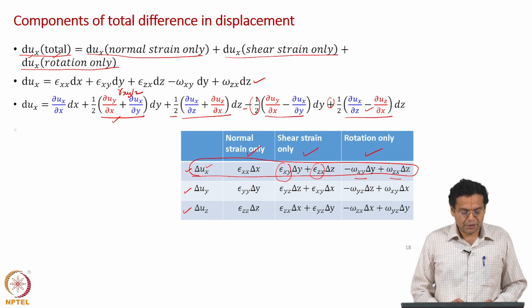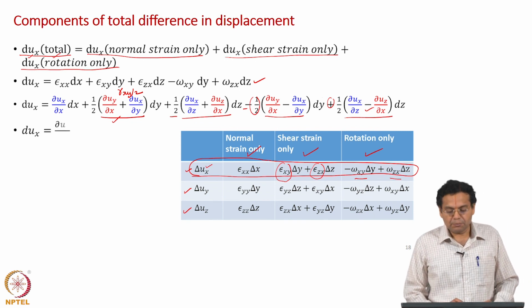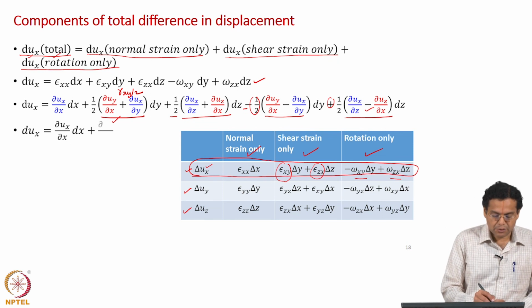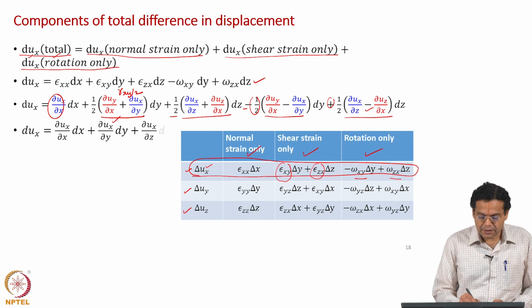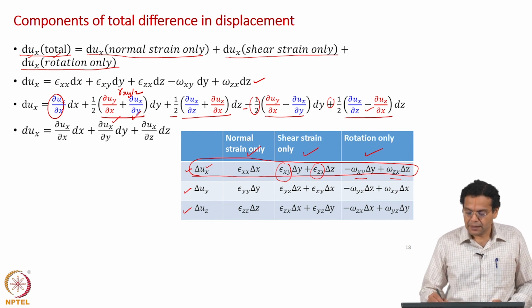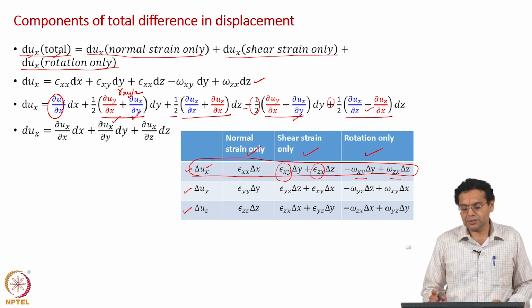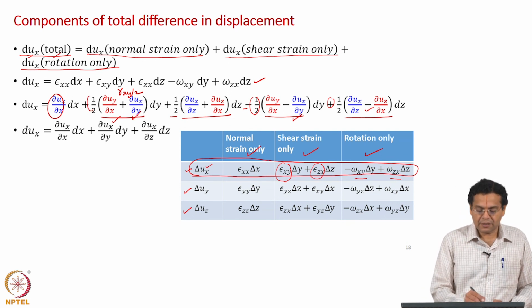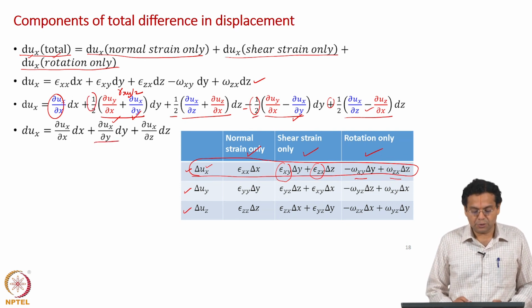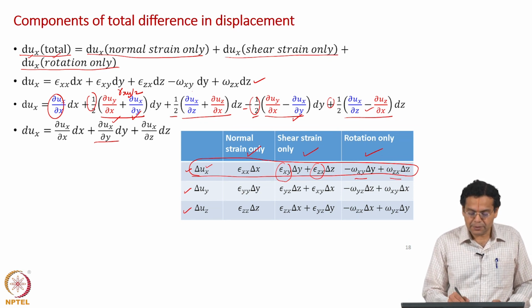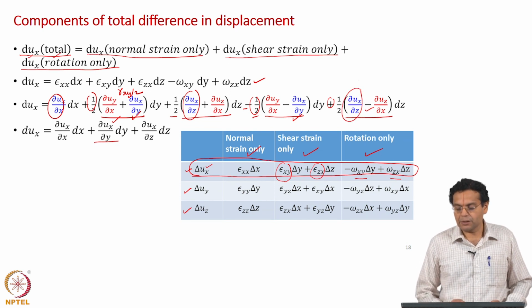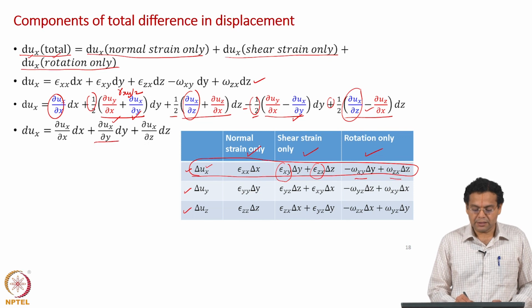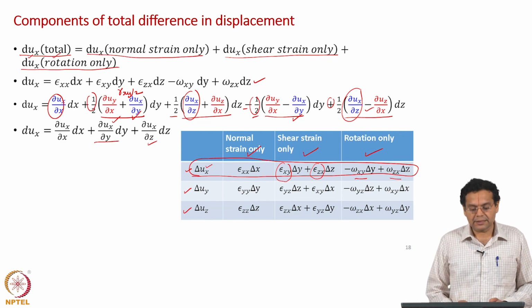If you simplify this, all the blue terms remain: ∂u_x/∂x, as such. And if you sum this ∂u_x/∂y and this ∂u_x/∂y, minus into minus is plus, and you have a half here, you have a half here. So that becomes ∂u_x/∂y into dy. Then if you sum up these two terms, ∂u_x/∂z and ∂u_x/∂z, half plus half is 1, you get this term, and the red terms cancel each other.